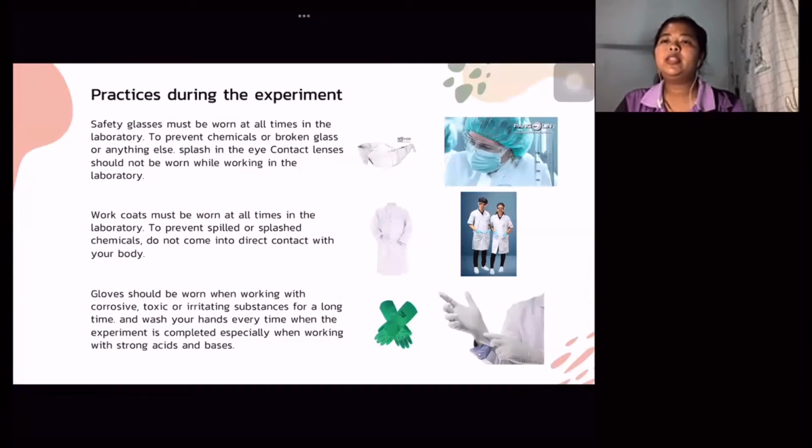Practice during the experiment. Safety glasses must be worn at all times in the laboratory to prevent injury from chemicals, broken glass or anything else. Work clothes must be worn at all times in the laboratory to prevent spillage or splashes of chemicals. Gloves should be worn when working with corrosive, toxic, or irritating substances for a long time.